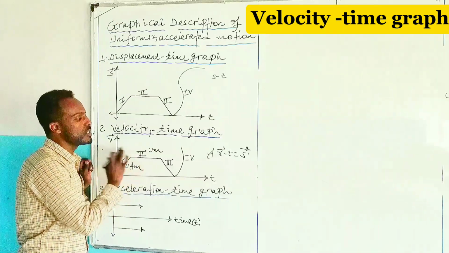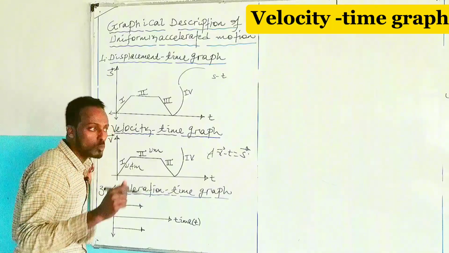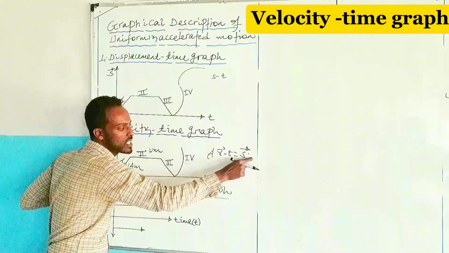The area under the VT graph is numerically the same as the displacement or distance covered by the body.